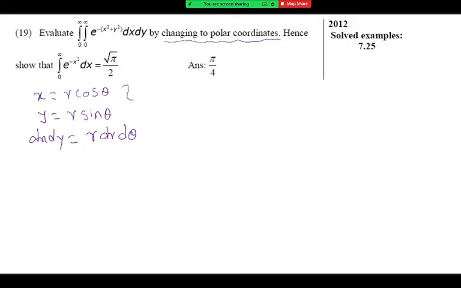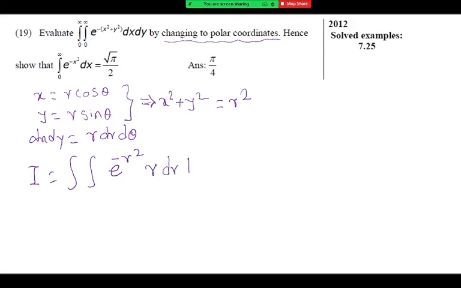Not only this, you should know what is the value of x square plus y square. What does x square plus y square represent? That's r square. Okay. So these are the basic things that we require. Now the double integral we can transform from Cartesian. So you'll observe e raised to minus r square, because x square plus y square is r square, and dx dy is r dr d theta.